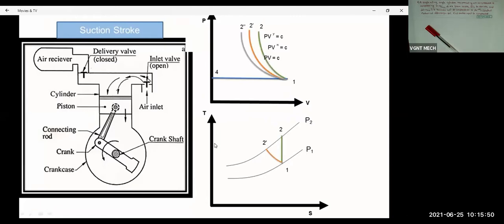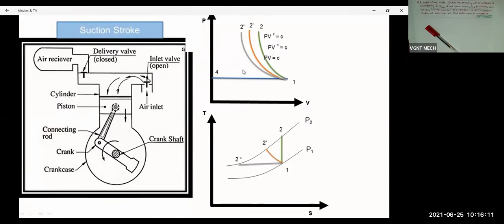An isothermal line on a TS diagram means temperature is constant, so it's drawn as a horizontal line, that is 1 to 2 dash. Here T1 and T2 dash are the same. That's the isothermal process. During isentropic, S1 is equal to S2, that's why it is drawn as a vertical line. So this compression is completed.